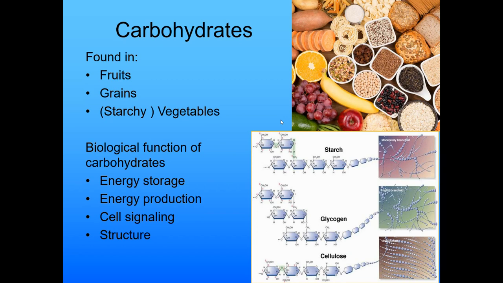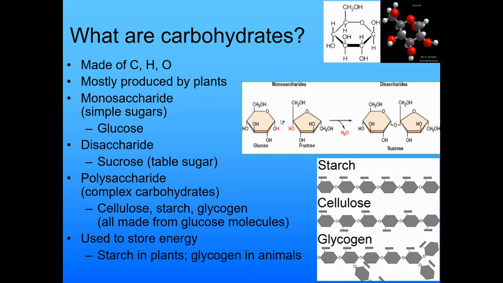Carbohydrates are found in fruits and in starchy vegetables and grains. The biological functions of carbohydrates are energy storage, energy production, cell signaling, and structure. And let's go look at the chemical structure of carbohydrates. Carbohydrates, as the name implies, contain carbon and water. They also contain oxygen. The ratio between carbon to hydrogen to oxygen is 1 to 2 to 1.